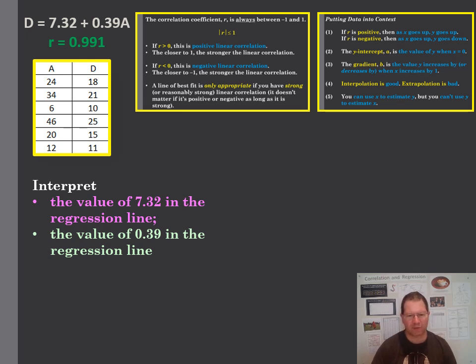And then the value of 0.39 in the regression line, that is the gradient. The gradient b is the value y increases by, in this case it is going up, when x increases by 1. So for every extra year of age, the Dubrex gland is 0.39 millimeters longer. And that concludes our correlation and regression introduction.